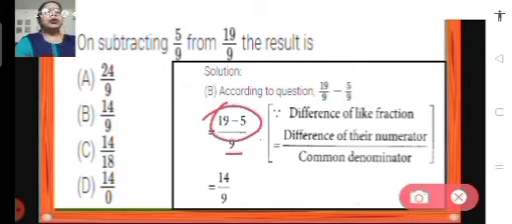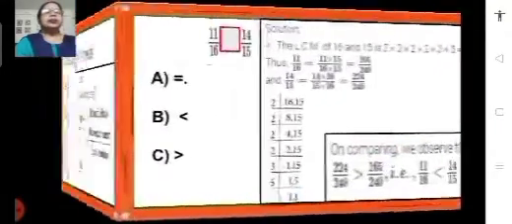So, 19 upon 9 minus 5 upon 9 becomes 14 upon 9. So, here we have the option B, 14 upon 9. So, option B is the correct answer.